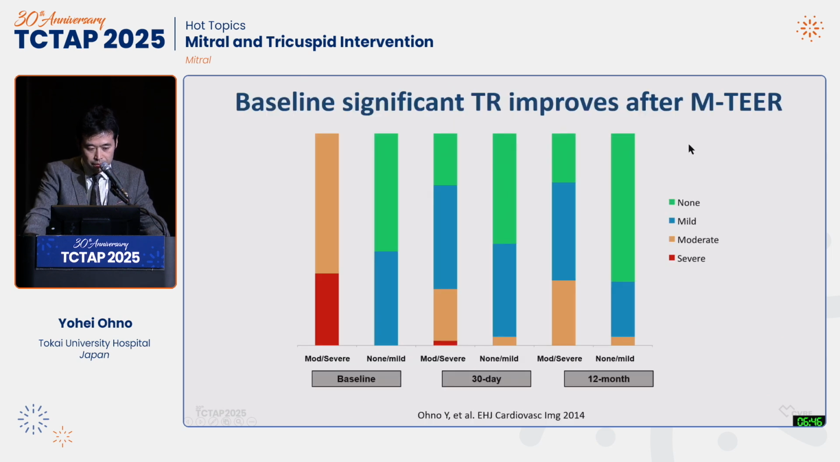But interestingly, in patients with baseline significant TR, some improve after mitral TEER because of left ventricle unloading due to MR improvement. But still, with this limited number of patients, we were not able to identify predictors of who will improve and who will not.